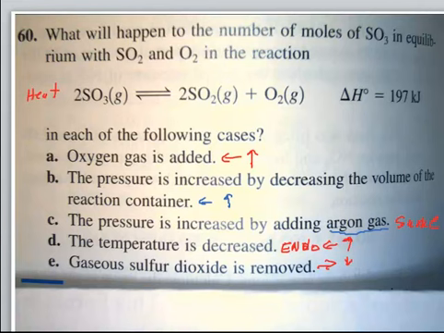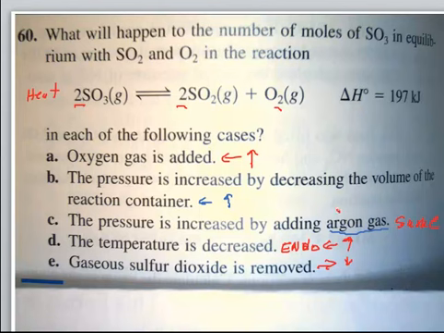Okay, so hopefully you can understand what I'm doing here. When we add oxygen gas, that's going to cause a shift right there, so you can see the shift going that way. That's going to cause the SO3 to go up. When we increase the pressure, that decreases the volume, right? So we're going to be going to the smaller number of moles, and on this side we have 2, on this side we have 3. So that's going to cause the SO3 moles to increase.